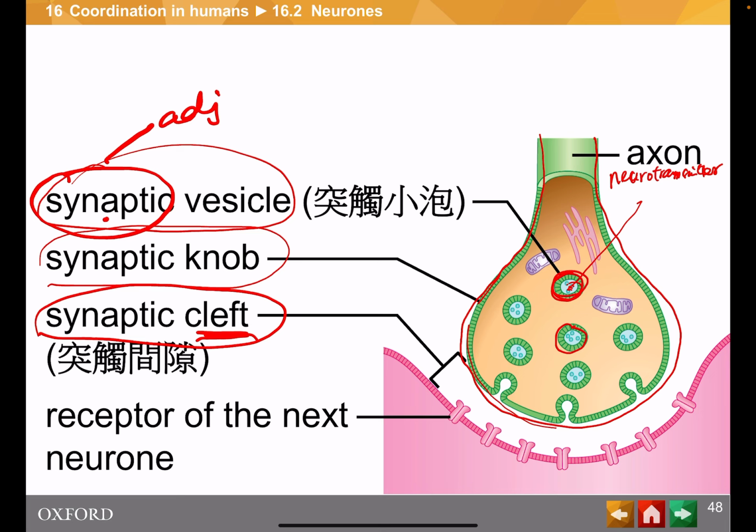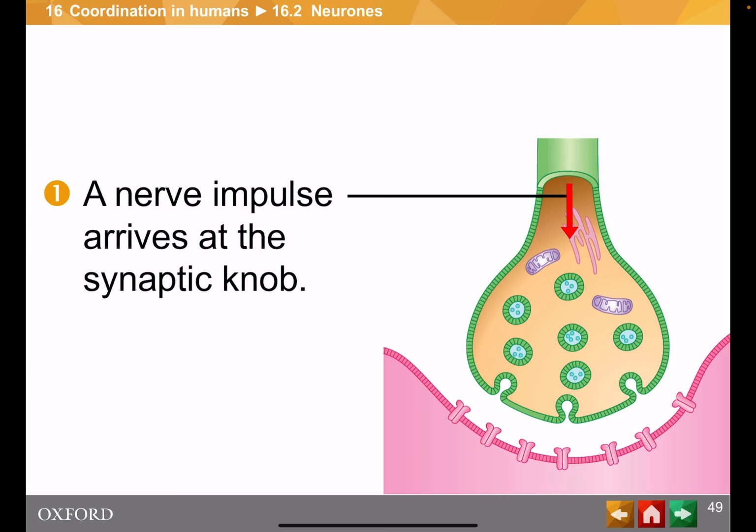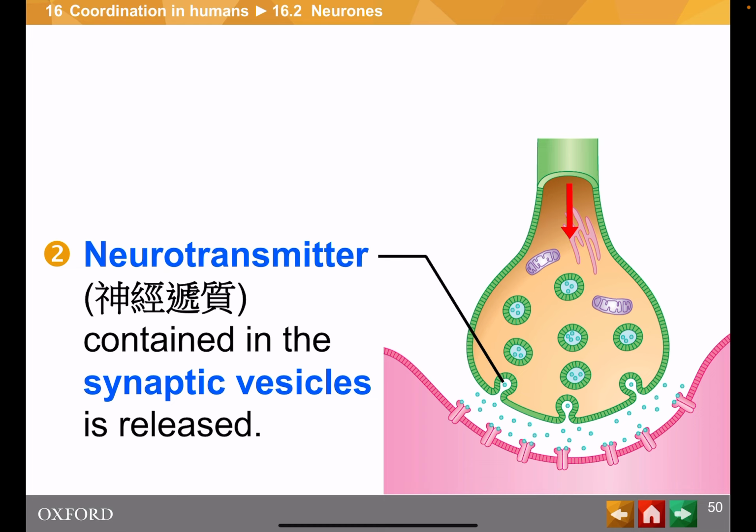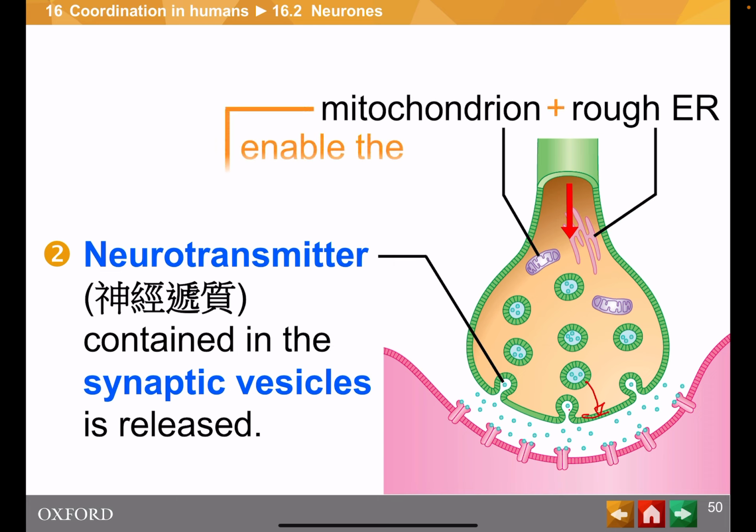At the other end, on the dendron of the other neuron, you'll find some receptor sites. These receptor sites allow the neurotransmitter to combine here. So again, when a nerve impulse arrives at the synaptic knob, the synaptic vesicle will approach the edge of the synaptic knob membrane and release the neurotransmitter into the synaptic cleft.